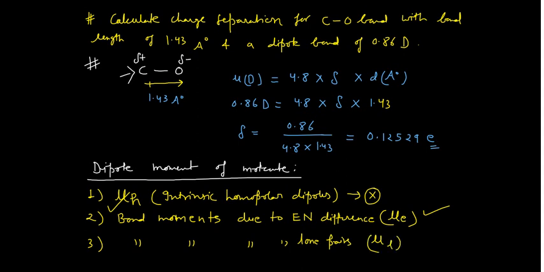So these are the three different types of moments. First is the intrinsic homopolar dipole moment, which is not very important. The other two, mu e and mu l, are very important. Whenever you are deciding the dipole moment of any molecule, you have to consider these things. Later in the lecture these things will come again and again. But this is the basic idea about dipole moment.